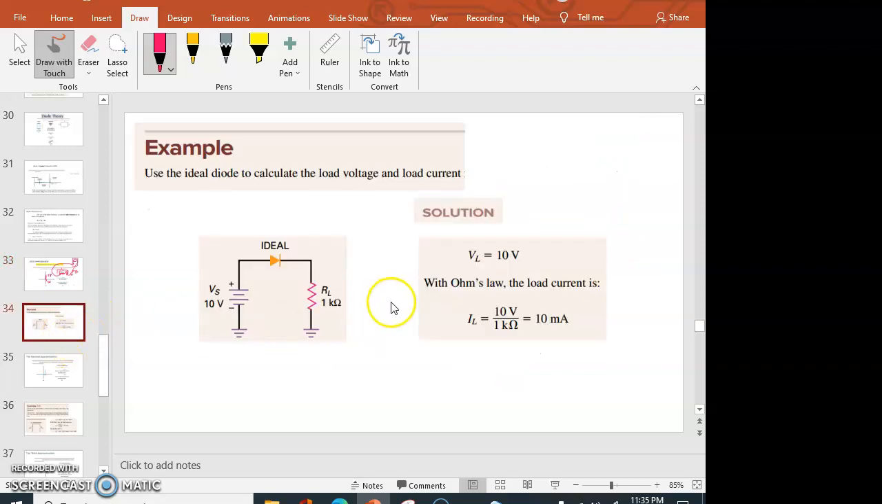Now let's proceed with this problem. It says here, use the ideal diode to calculate the load voltage, or VL, and the load current, known as I sub F.